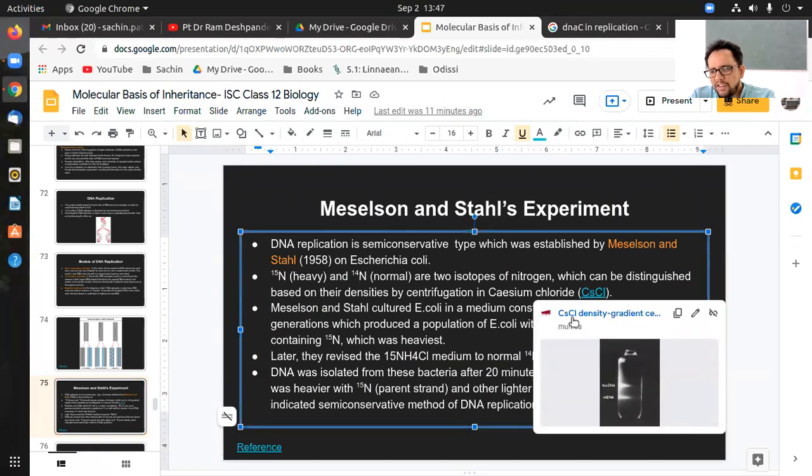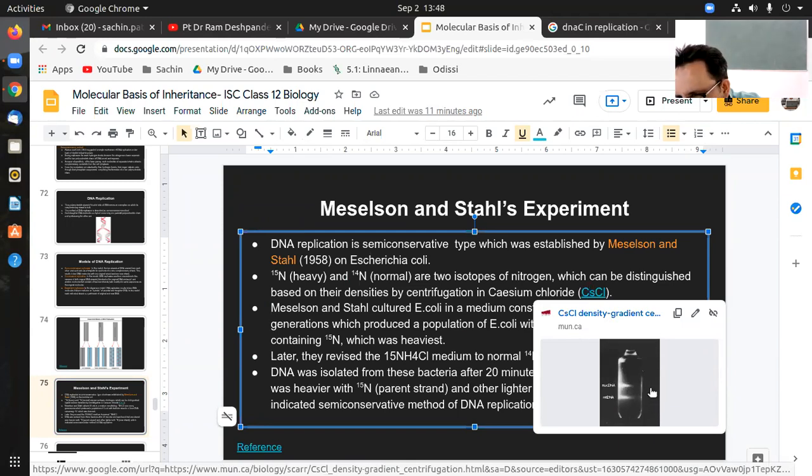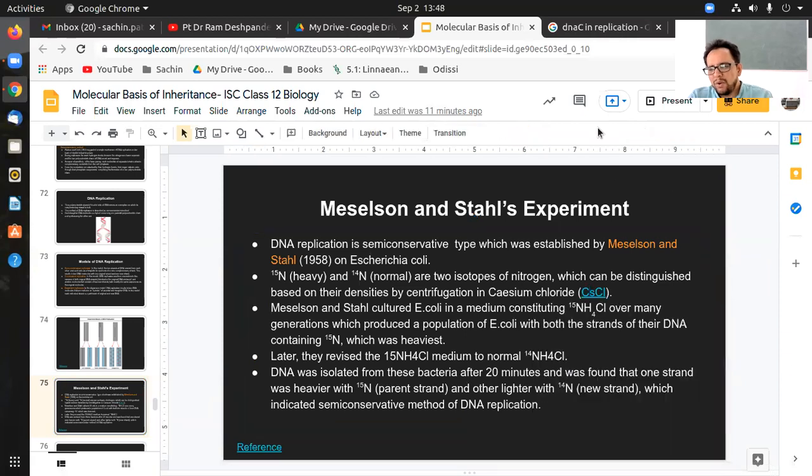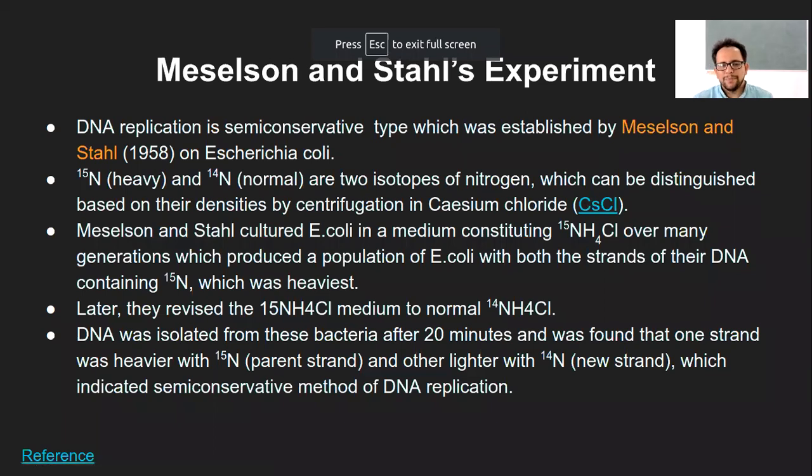Yes, cesium chloride density gradient centrifugation. This process really explains it. In the small diagram that is coming up, there are two DNA layers. This white patch is one DNA molecule, and this other patch is another DNA molecule. The heavier one will settle at one place, and the lighter one, based on density, will settle at another place. But we need not go into much detail. If you want to read, the information is there.